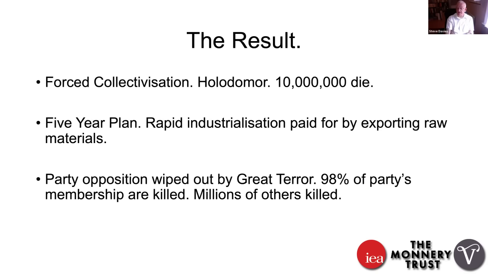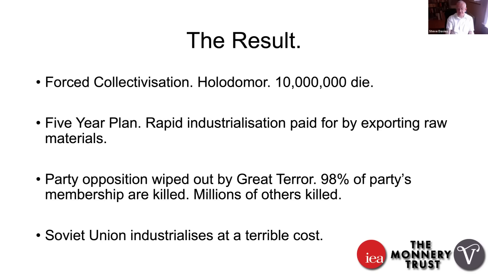The party increasingly is opposed to this, but Stalin's response is to launch the Great Terror. And between 1932 and 1939, he kills 98% of the party's membership and kills virtually all of the old Bolsheviks. Only a handful who are his cronies survive. At the same time, in order to break resistance to the program of forced industrialization, millions of ordinary people are killed during one of the most terrible experiences in human history. So the Soviet Union does industrialize, but the cost is terrible.